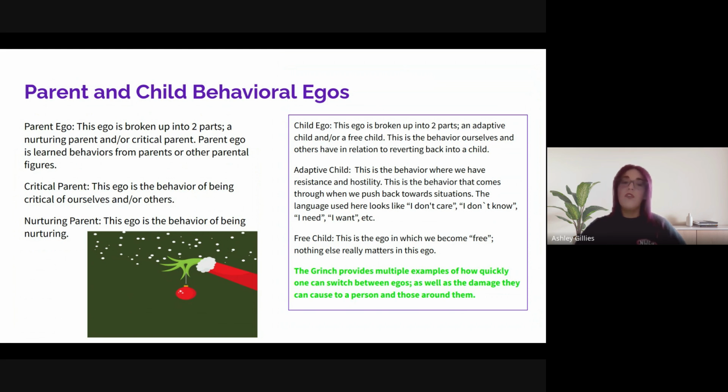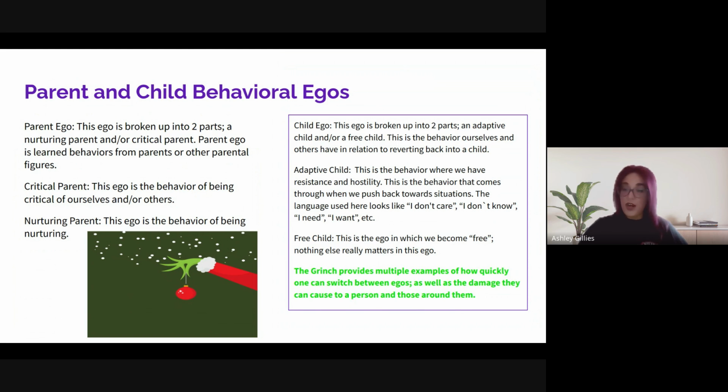So if you're an adult, you can look back on your childhood and say, you know what, my dad was really critical. And you can give an example of why they were critical. And you're like, oh my gosh, I do that same thing. That's an indication that that was a learned behavior that you now just dip into that ego at times.